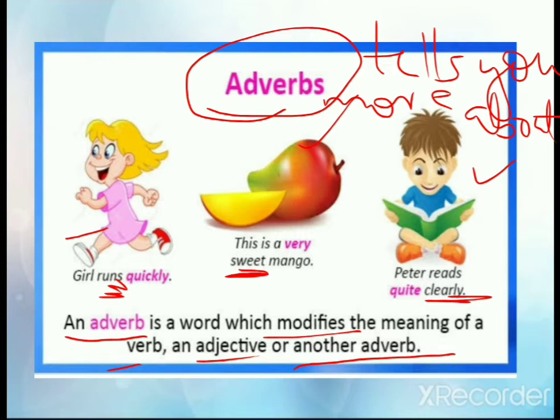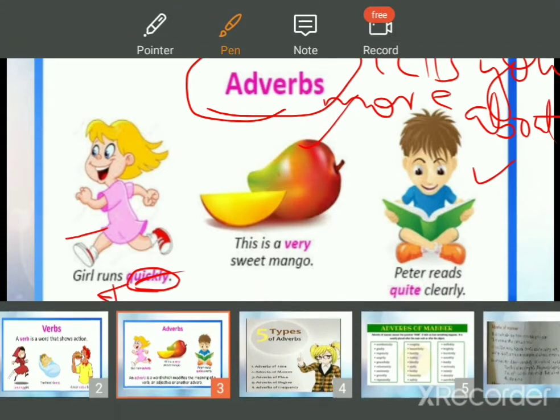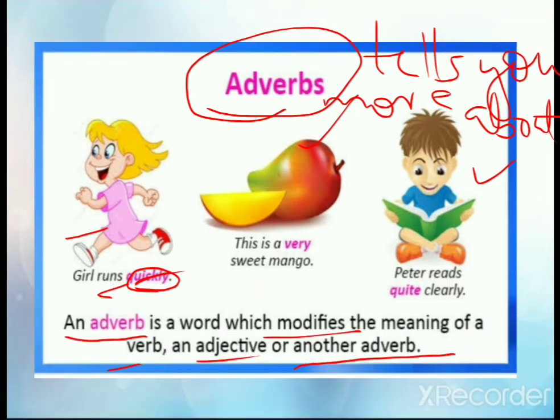So first, simple is, keep in mind, it tells you more about action. See, girl runs quickly. Now if you didn't have quickly, suppose quickly was not there. Okay, it's only girl runs. Okay, cut this. Girl runs. Now run is a verb, right? Run is a verb, but it's telling you how she ran quickly.